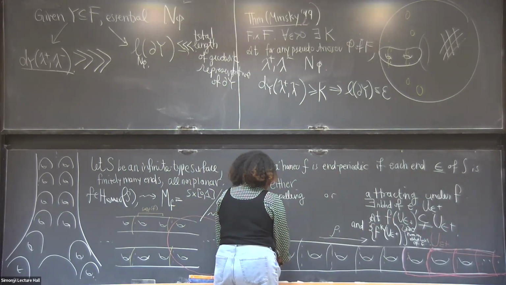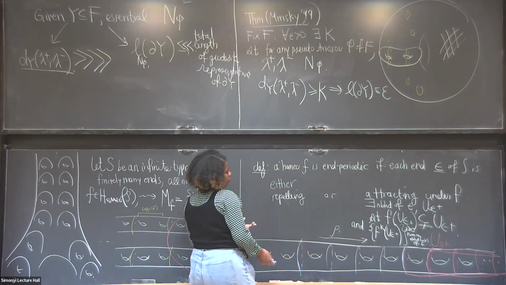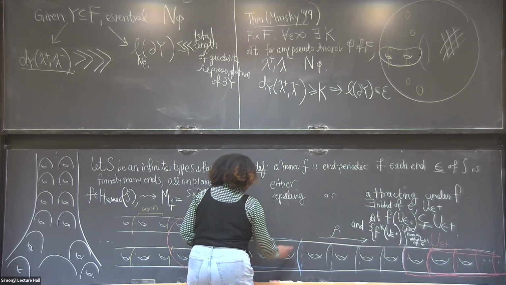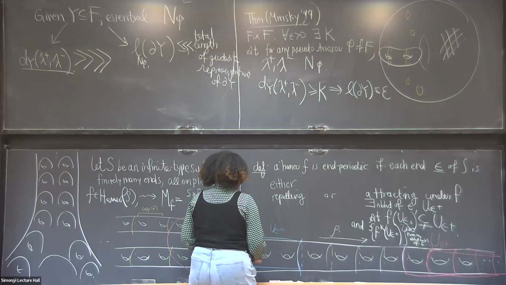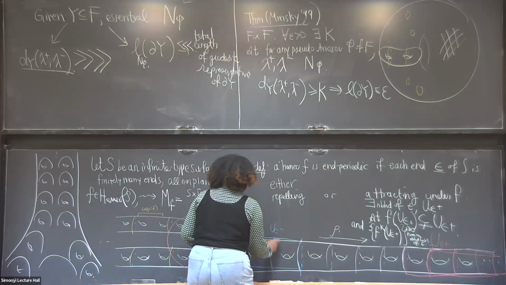So repelling is the exact same way. In fact, I could just say it's attracting under F inverse. I have this negative neighborhood of this negative end. And if I apply F.